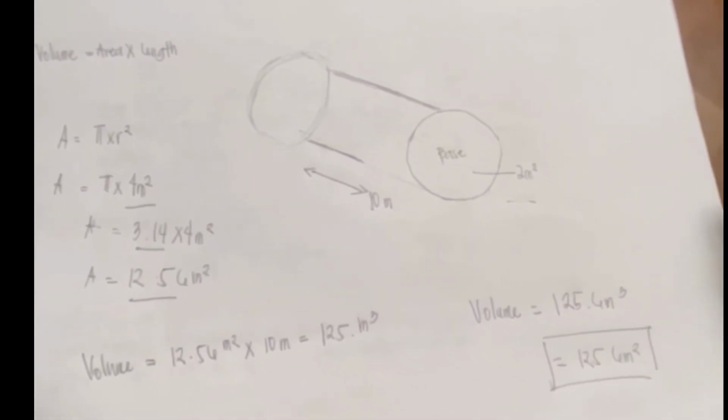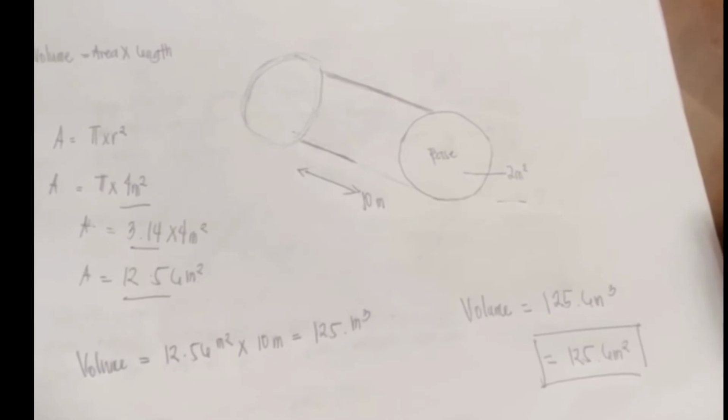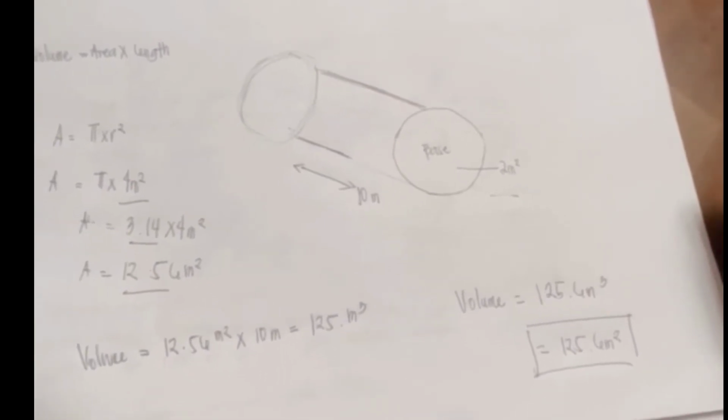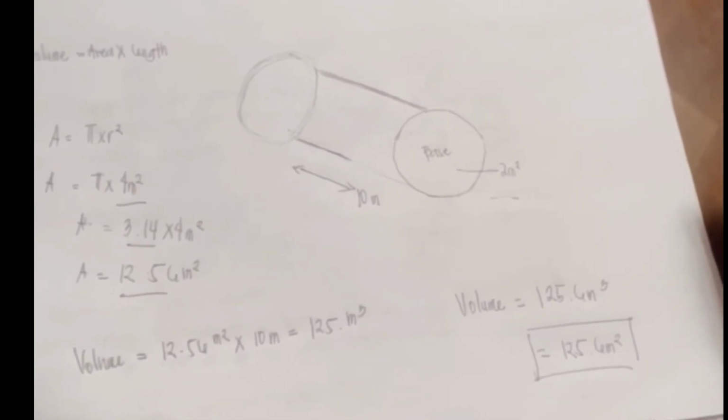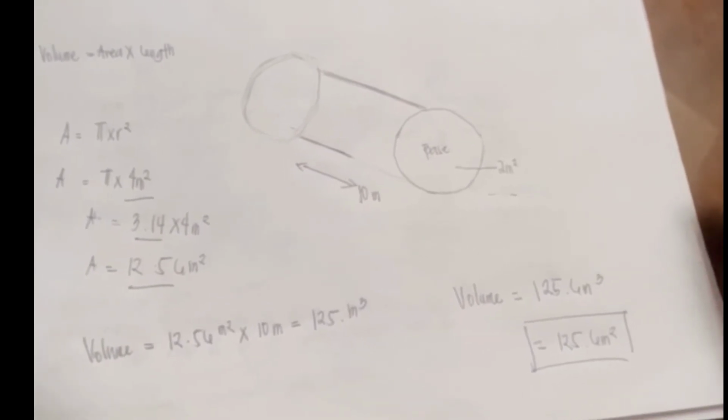You just find the area of that shape and then you just multiply it by the length that it was extended, and that gives you the volume.